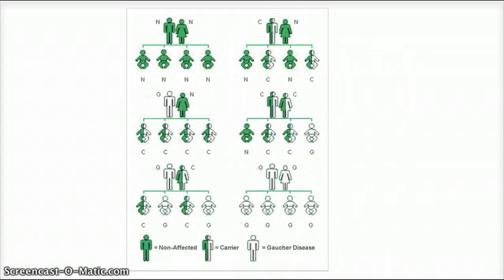And then this is just another way to show you the different options of the traits being distributed to your offspring. So this is with a specific disease, but it's very effective for all types of genetic traits. So we'll get a little more into that.